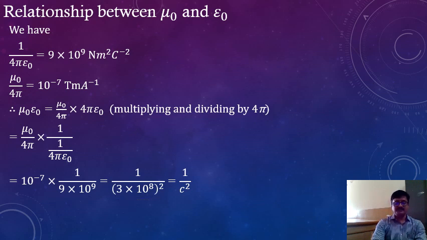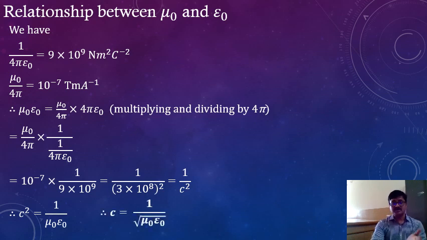And thus we know that 3 into 10 raised to 8 whole square is nothing but c square, because 3 into 10 raised to 8 is nothing but the speed of light in vacuum. So hence we can write it as 1 by c square. Therefore finally we will say c square is equal to 1 by mu naught into epsilon naught. Therefore c is equal to 1 divided by square root of mu naught into epsilon naught. I hope this part is very much clear to you all.